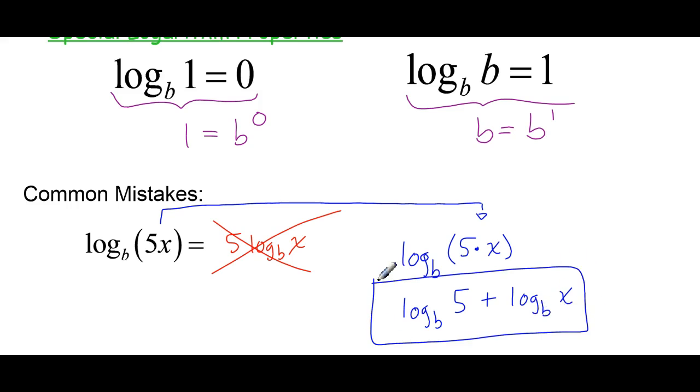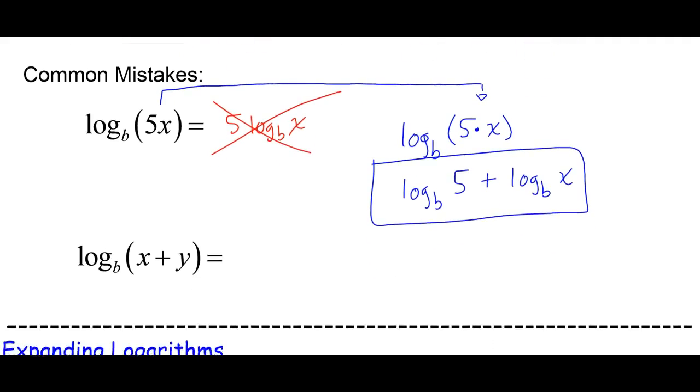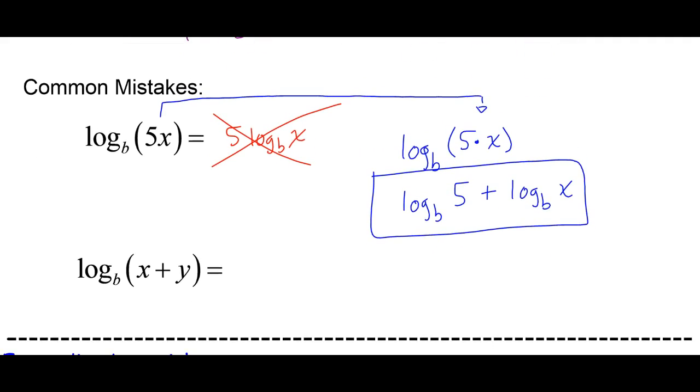So coefficients, don't forget, aren't a separate type of thing. Coefficients are just a simple case of multiplication, and that means you should use the multiplication property. The other really common mistake has to do with this situation here. Again, very easy to misunderstand, and just about everybody makes this mistake. I made this mistake when I was learning about logarithms. I think everybody makes this mistake at some point.